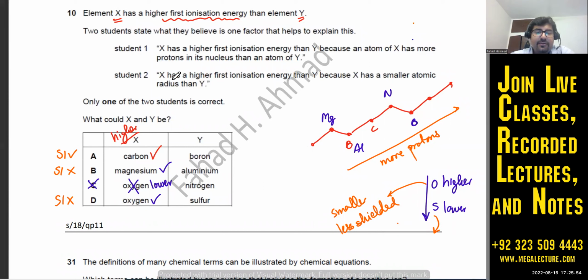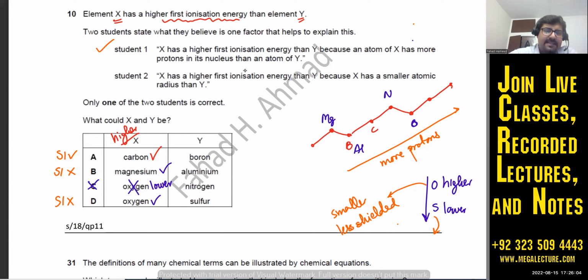So let's talk about student number 2 now. As I remember, this is a very layered question. It's got a lot of layers on it. So we're done with student 1 analysis, right? We're now going to focus on student 2. Student 2 comes up with his own explanation that X has a higher ionization energy than Y because X has a smaller atomic radius than Y. So student number 2 is correct for the first option.